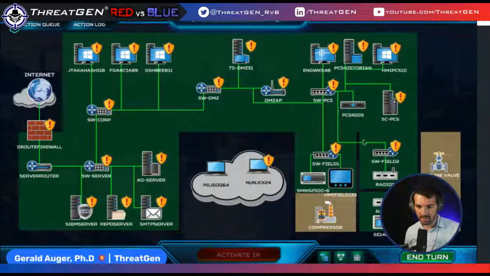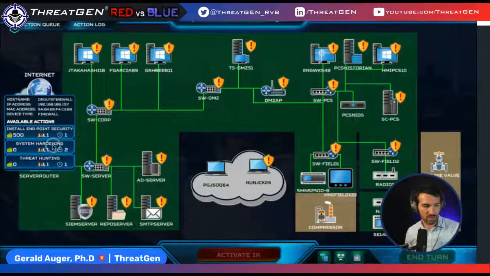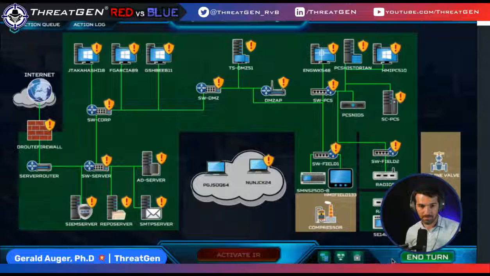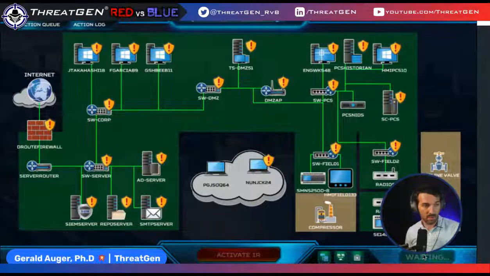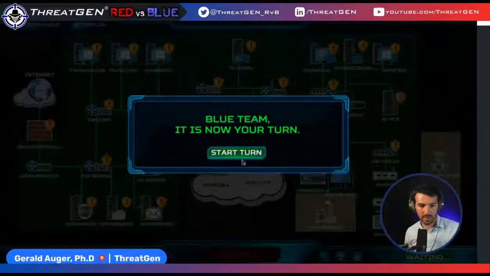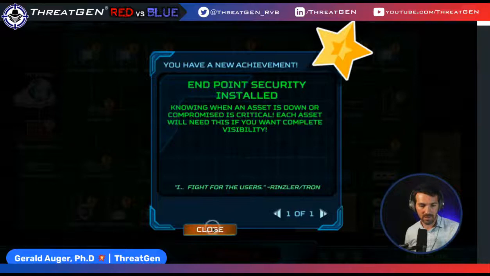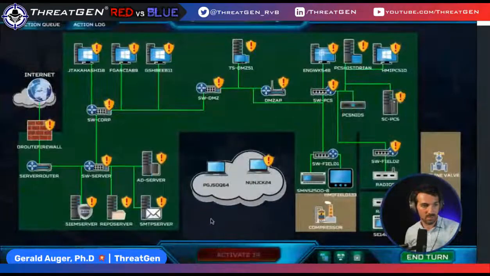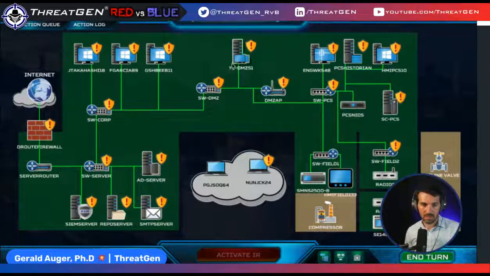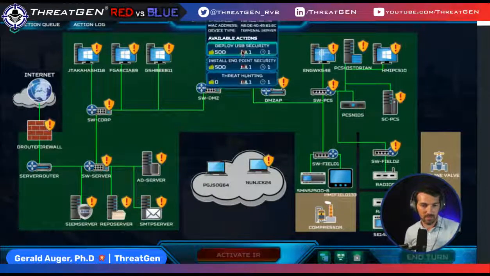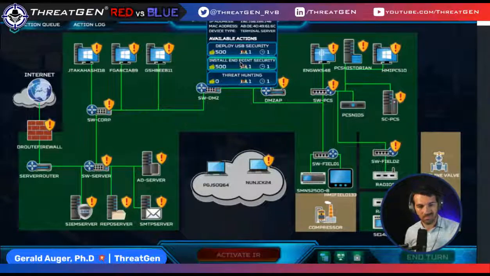We got one asset left here. Let's harden the firewall. We should really harden this terminal server too, but we don't have any people to work it. Here we go. Let's see. Endpoint security installed. Excellent. Okay. So let's harden this baby up. Okay.